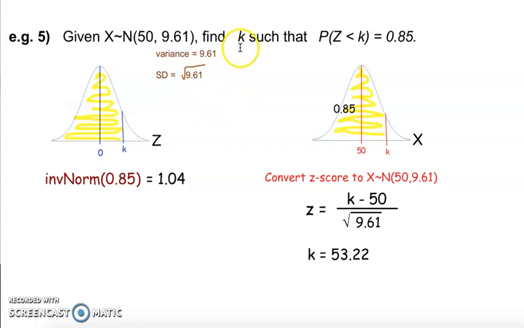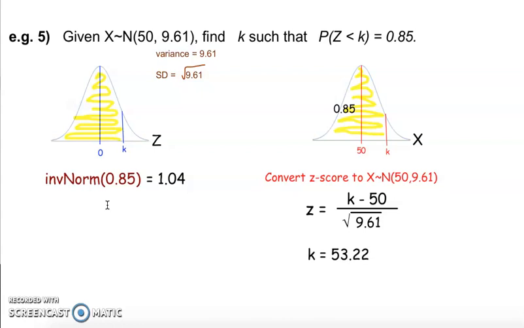Then we're looking for k such that P(Z < k) = 85%. So anything up to k takes up 85% of the area under the normal distribution curve. Using the most basic form of inverse normal, assuming that we're still dealing with z, so the mean is 0 and the standard deviation is 1, you can quickly go on the calculator to second vars, inverse normal, area is 0.85.